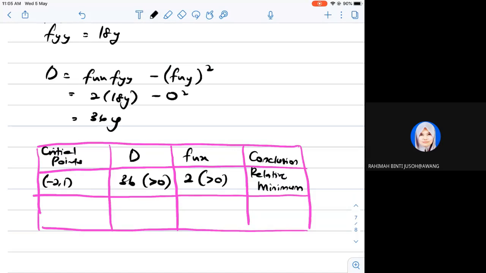Relative minimum. Next, negative 2, negative 1. So you all dapat, bila you gantikan negative 1 dalam y ni, you dapat negative 36. So less than 0. Perlu refer fxx tak? Tak perlu. So dashkan saja. Therefore the conclusion is saddle point. Okay, well done.